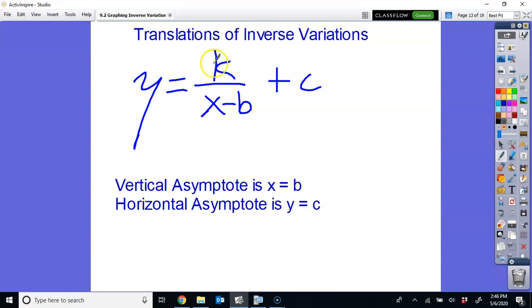So you have your constant over your x, but now you have a minus number or plus number here, and a minus number or plus number here. So what I mean by that would be something that looks like this. I'm going to give you an example here: y equals 4 over x minus 2 plus 3. So think about all year long when we've had this minus and plus number beside the x and out on the end of the function. All year long we've talked about how that translates the function.